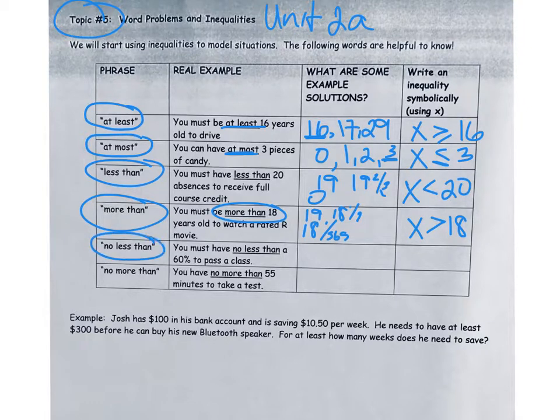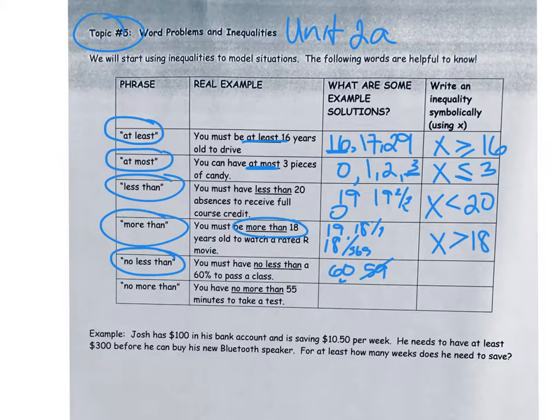No less than. Sometimes we get tripped up by the no less than. No less than 60% to pass a class. Well, let's see. So if I had a 60, would I pass? Yes. And if I had a 59, I would not. So I would need to have at least 60 or no less than 60. So as long as x is greater than or equal to 60, then I would pass the class. 60 is not less than 60, so it's fine.